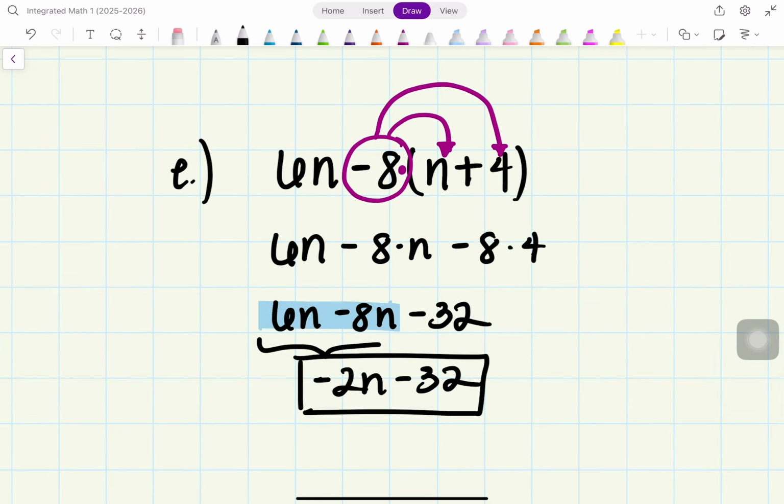So once again, in this case, guys, if you see parentheses and there's a number on the outside, we know that we're going to be multiplying in this case, guys. So make sure you guys distribute.